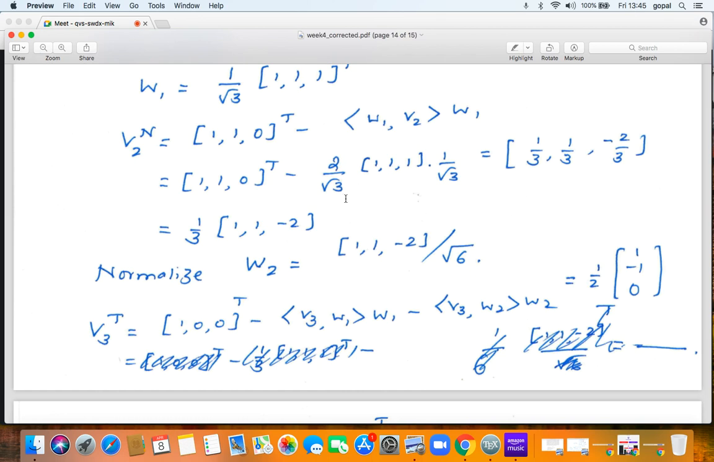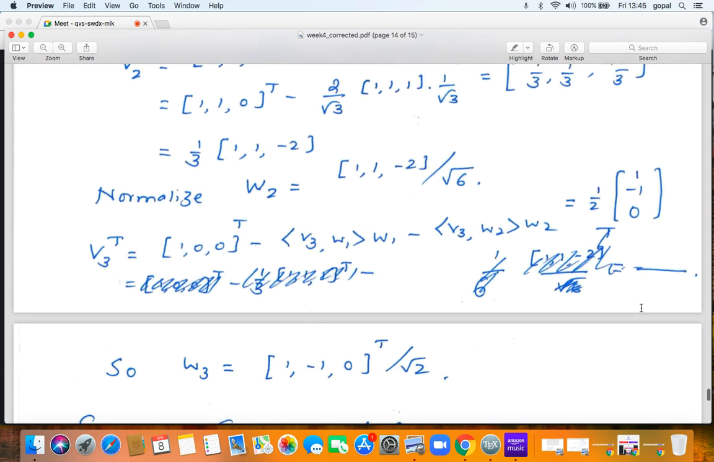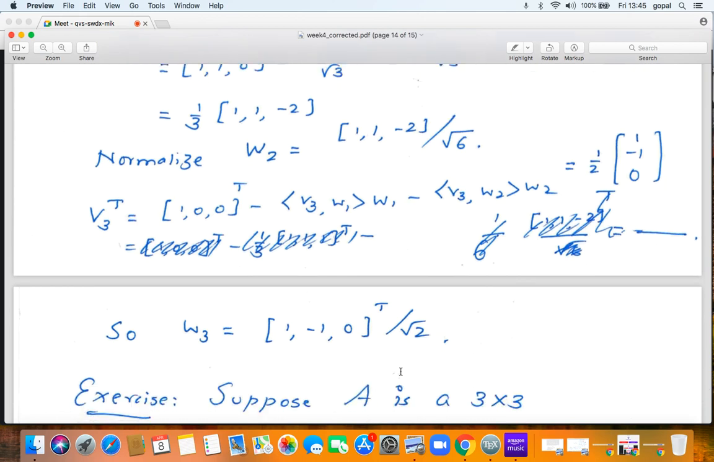You have with you V3, the column (1, 0, 0). You have with you W1. You have with you W2. You just have to calculate the dot products and do the algebra. You're going to get 1/2 of (1, minus 1, 0), and then you have to make it a unit vector. So you're going to get (1, minus 1, 0) transpose upon root 2. That's how the Gram-Schmidt process goes.